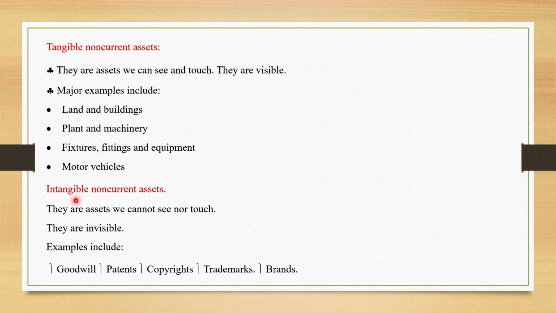On intangible non-current assets, they are assets we cannot see and cannot touch. In other words, they are invisible. Examples include goodwill. This is the reputation of the business. You can't see the reputation, so it is not visible. We have patents, copyrights, trademarks, and also the brand.